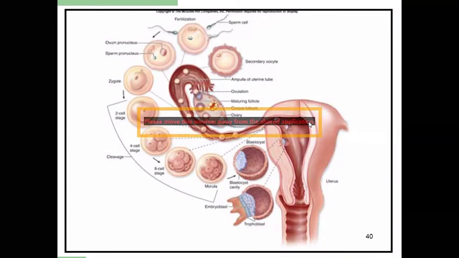It will implant not in the normal area to which it should implant. It is implantation outside of the intrauterine portion. Okay.